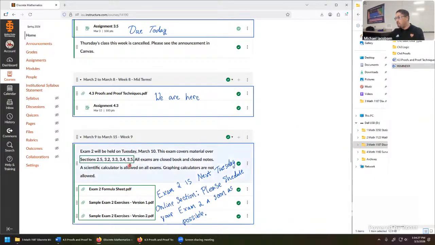Okay, well, as far as the coverage goes, it's going to end at section 3.5. We're starting section 4.3, and we'll probably complete this one this week. We'll see how the pacing goes. But this material is now turning over to what's going to be on the third exam sometime after spring break. So here's where we left off.